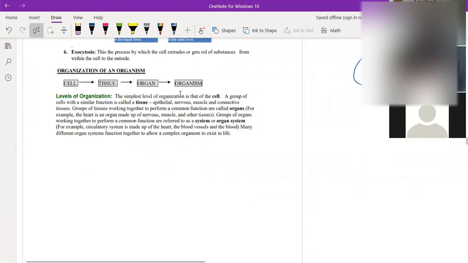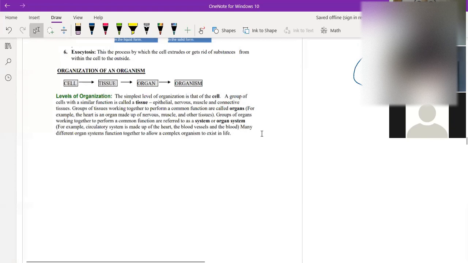So we have here the simplest level of organization is that of the cell. A group of cells with similar functions is called a tissue. Example, epithelial, nervous, muscle, connective tissue. A group of tissues working together to perform a common function, we call that an organ. For example, the heart is an organ made up of nervous, muscle, and other tissues. Then a group of organs working together to perform a common function, we refer to that as a system or the organ system. For example, the circulatory system is made up of the heart, the blood vessels, and the blood. There are many different organ systems that function together to allow a complex organism to exist in life.